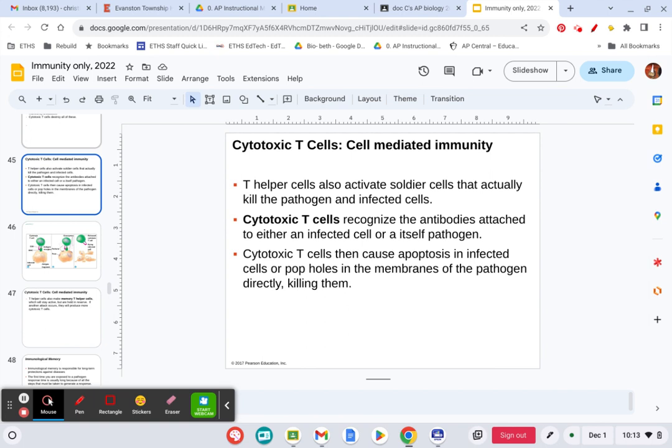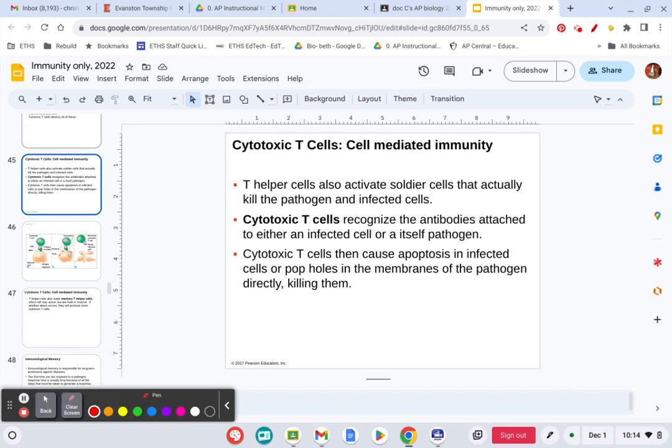So cytotoxic T cells recognize the antibodies attached to either an infected cell or the pathogen itself. So there may be viral particles or a pathogen floating around in the bloodstream that hasn't attached to anything yet. And the cytotoxic cells, because there's an antibody attached to it, are going to get rid of it. How does it do that? It either tells the cell to start something called apoptosis.